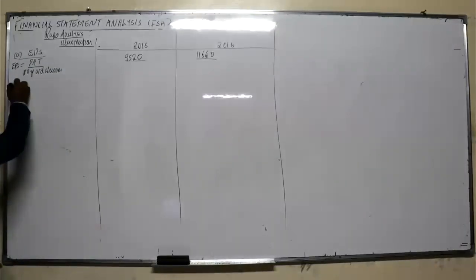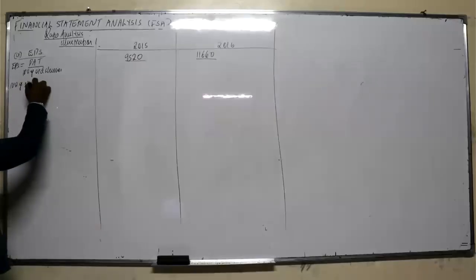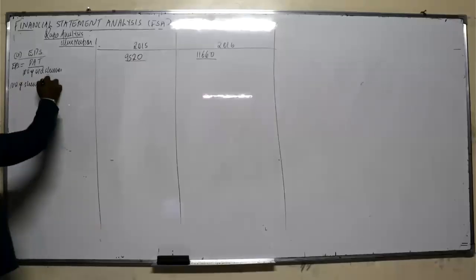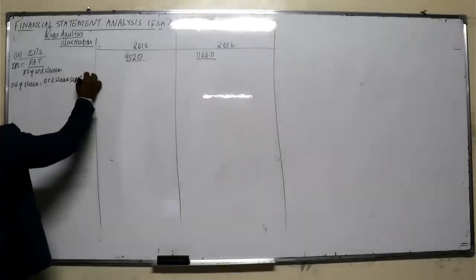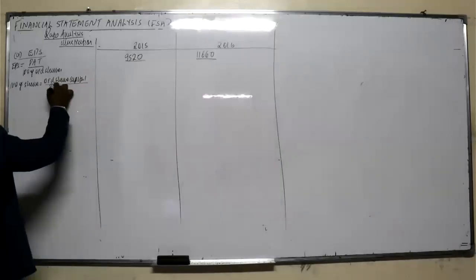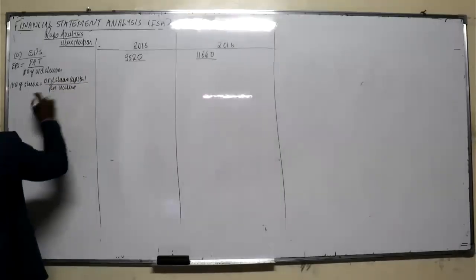The number of shares. How do we get the number of shares? So you take the ordinary share capital, you divide by the par value. If you're not given the number of shares, that's how you determine.